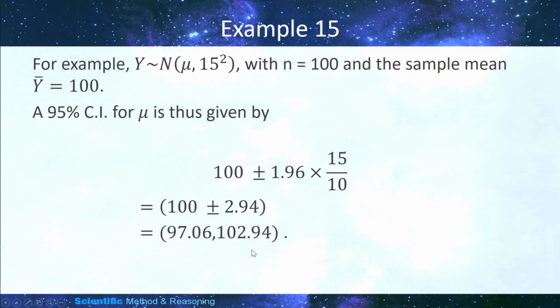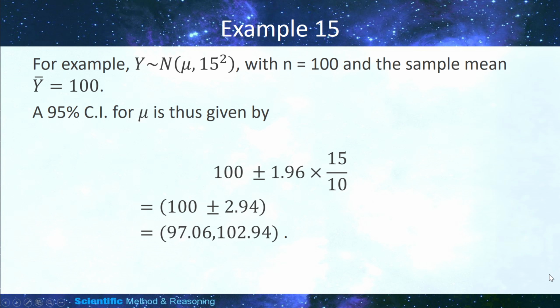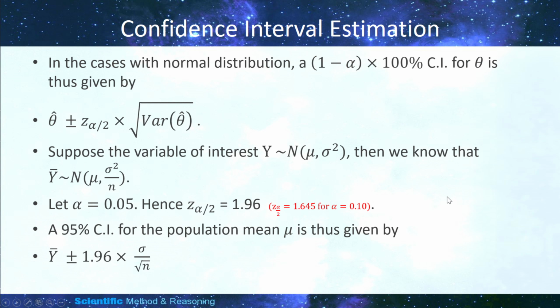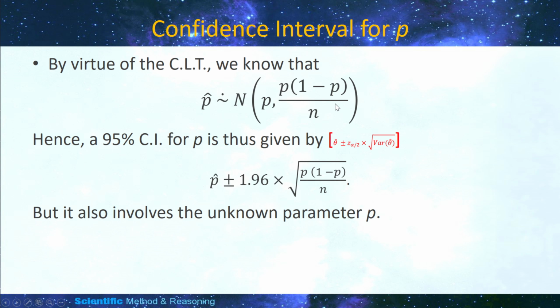And that will give you a more accurate estimate, because you know the size of the error based on this confidence interval, instead of knowing that the estimate is 100 but not knowing the size of the error. Okay, that is the confidence interval for the population mean. In this course, we always assume that the population variance is known, which is 15 squared in this particular example.